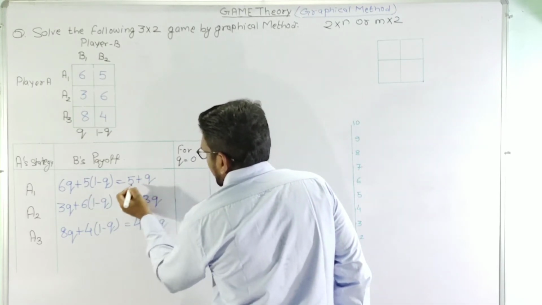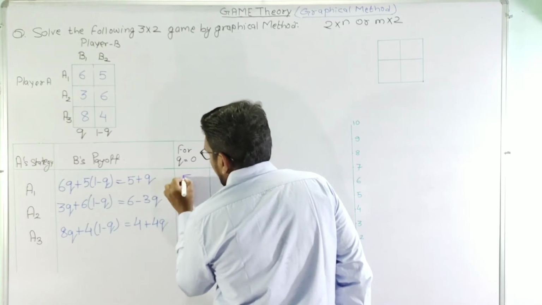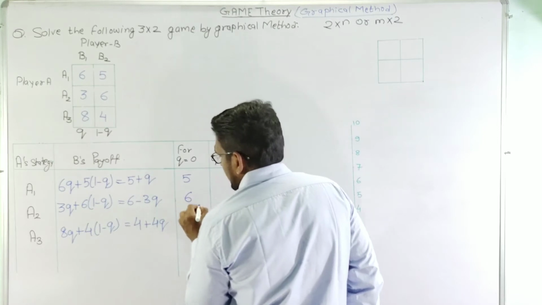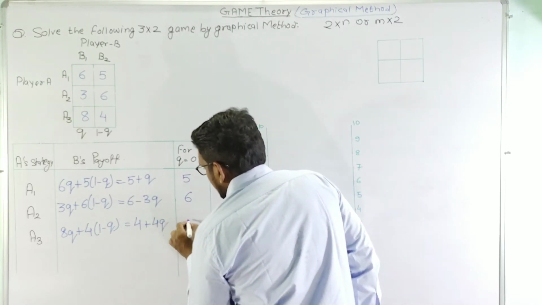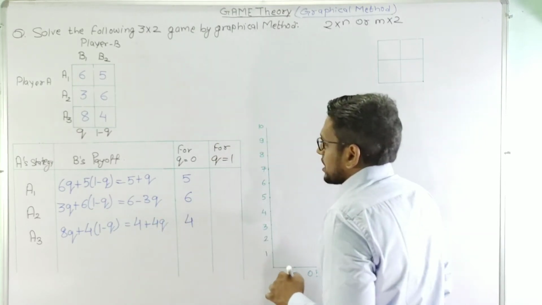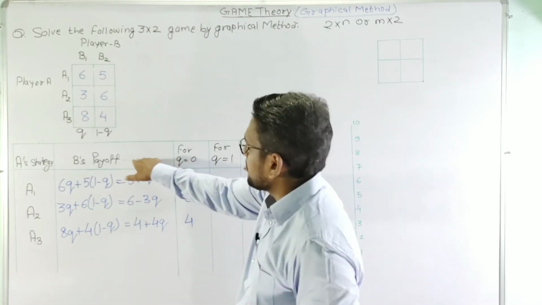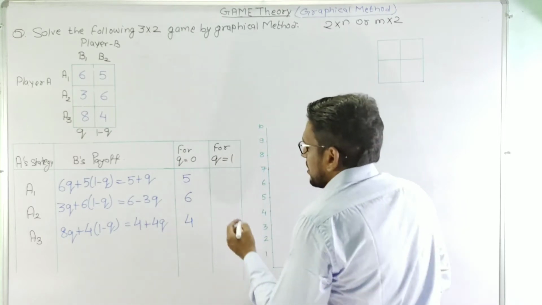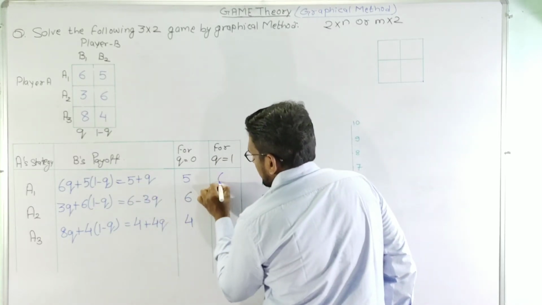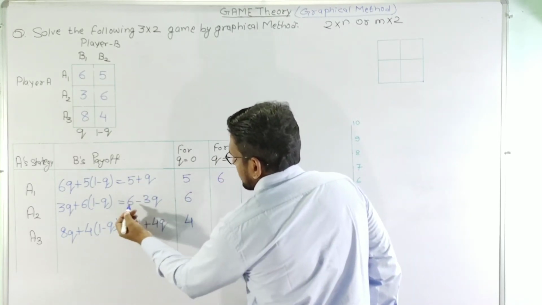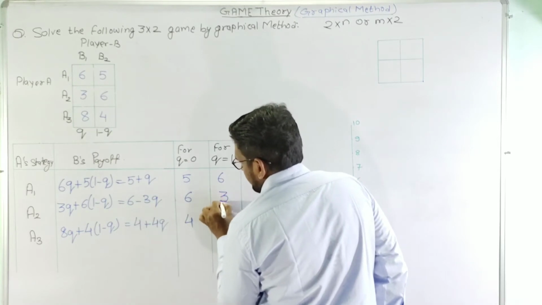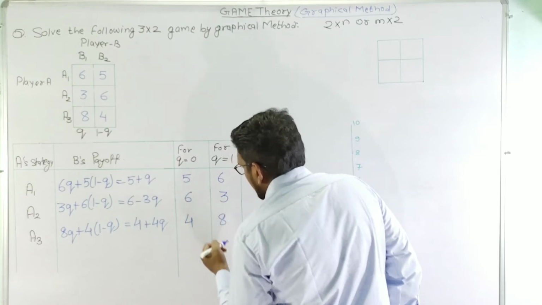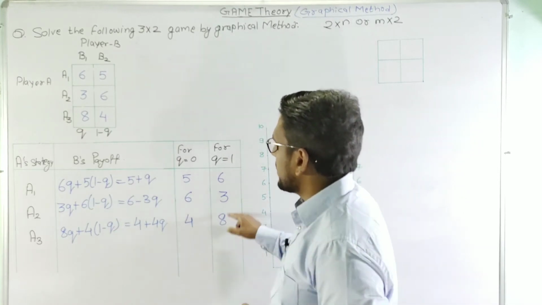So expected payoff for B will be 5, this is equal to 6, and this is equal to 4. Now let us calculate B's payoff when the value of q is equal to 1. So here 5 plus 1 is 6, this is 6 minus 3 is 3, and here it is 4 plus 4 is 8. So we have calculated these values.